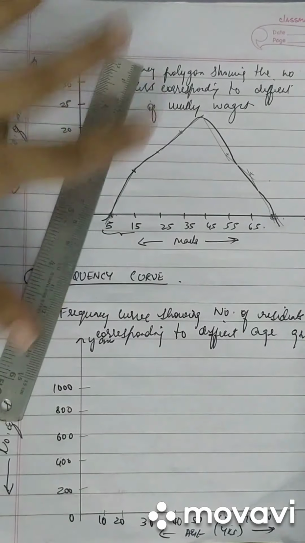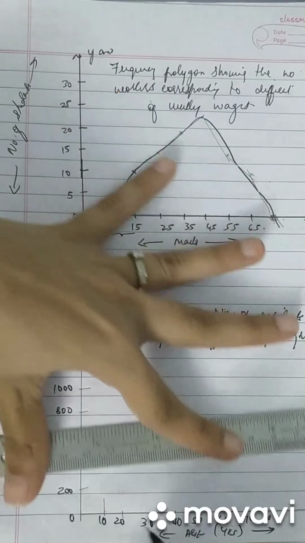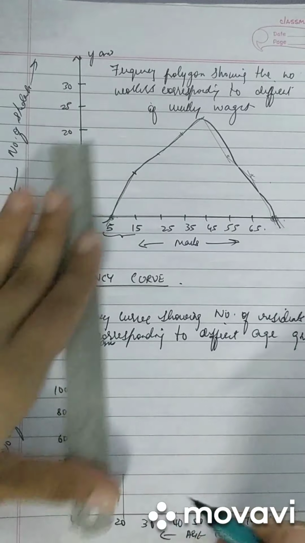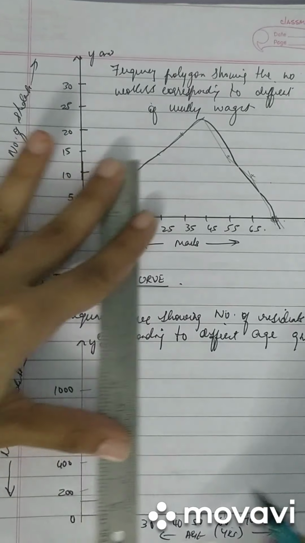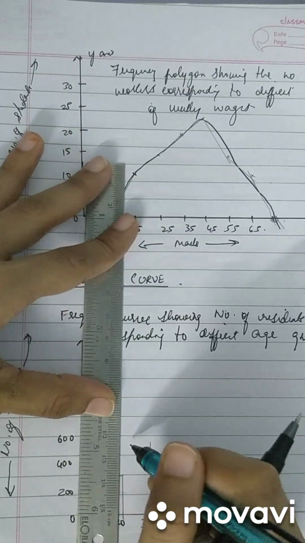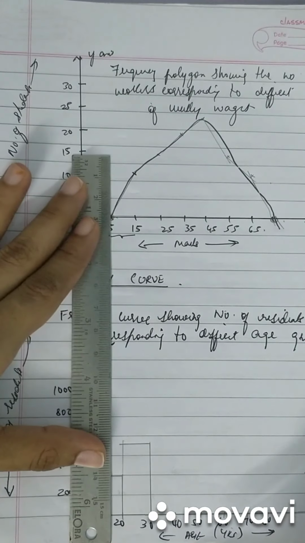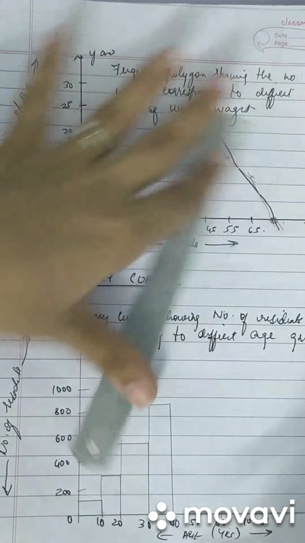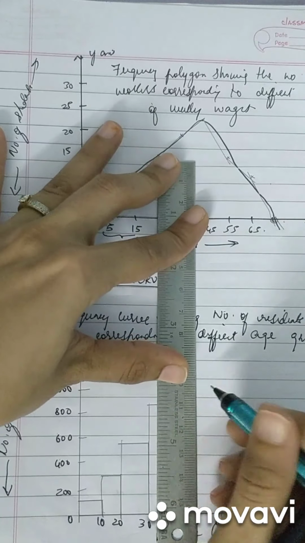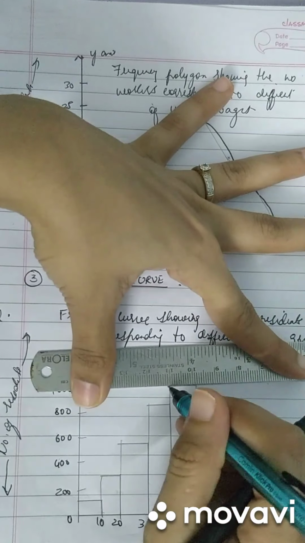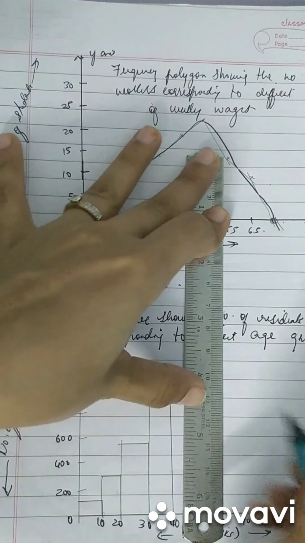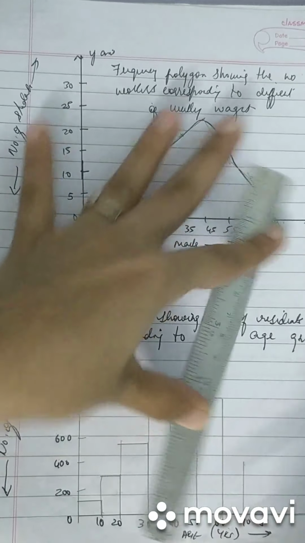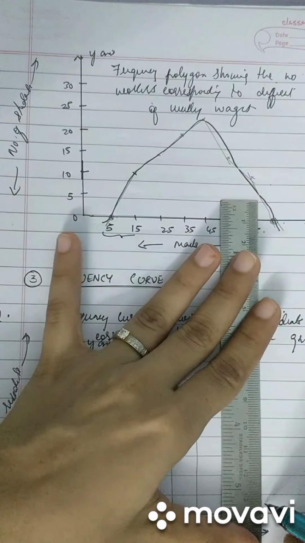So first from 0 to 10 it is 150. 10 to 20 it is 300. 20 to 30 it is 500. 30 to 40, 800. 40 to 50, 1000. 50 to 60, 900. 60 to 70, 400. 70 to 80 it is 100.